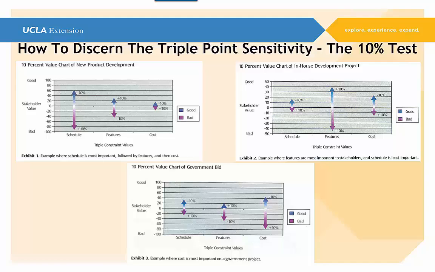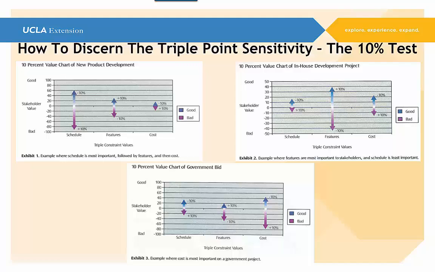And basically the process is you sit down with your customer or key stakeholder and you ask them, if I overran the schedule, if I was late by 10%, what kind of value impact would that be to you? If I underran the schedule, if I brought the project in complete 10% earlier, what value would that be to you?